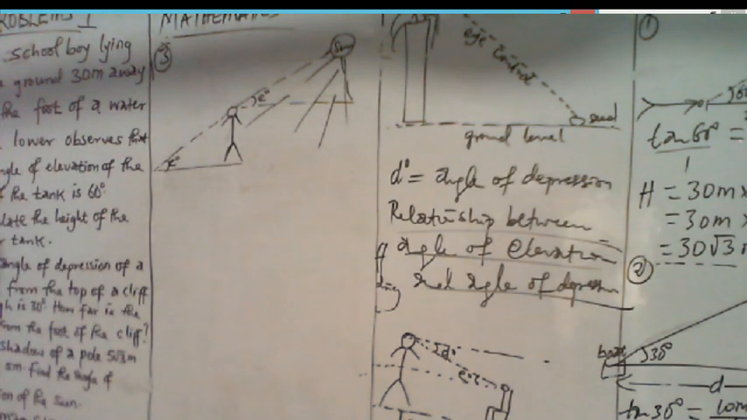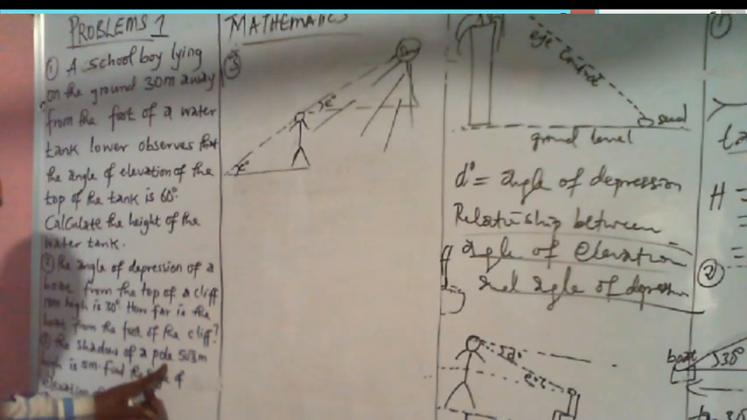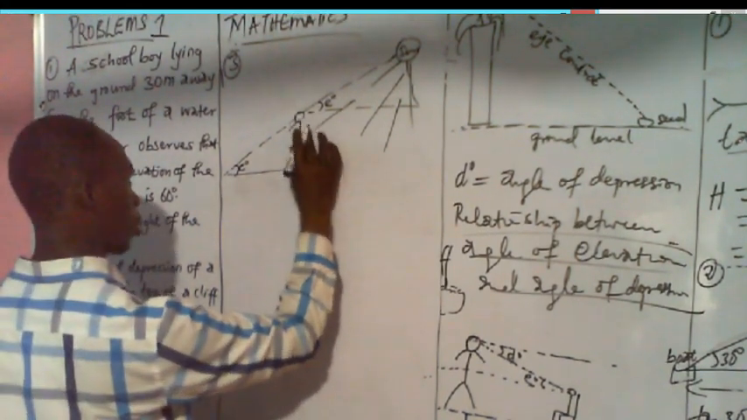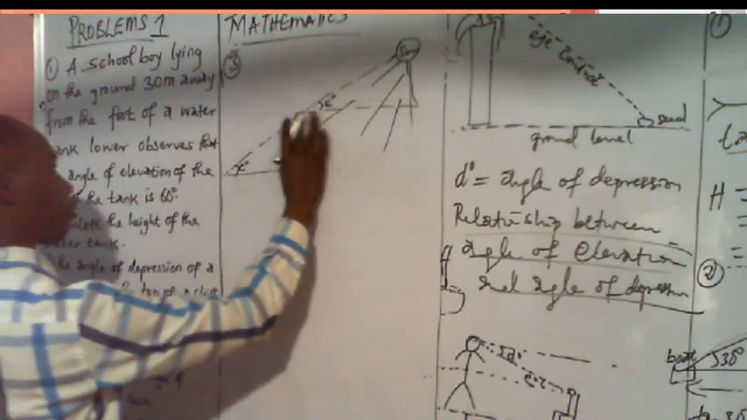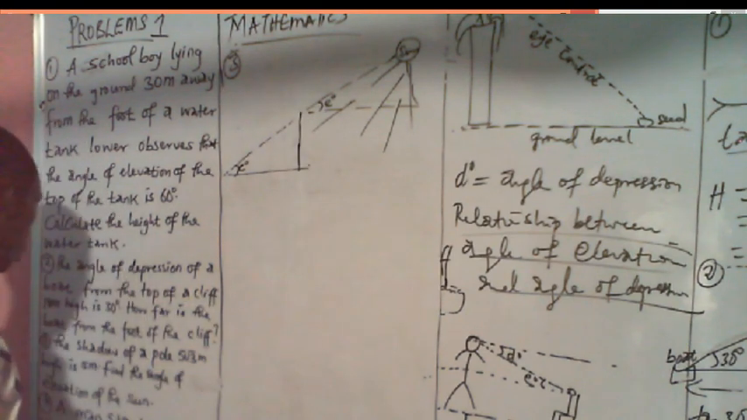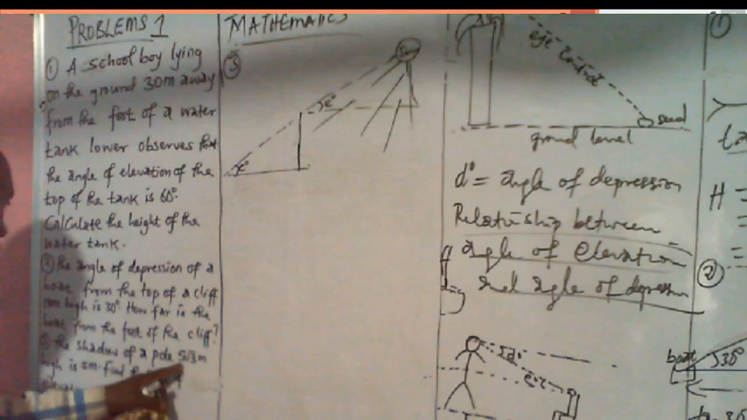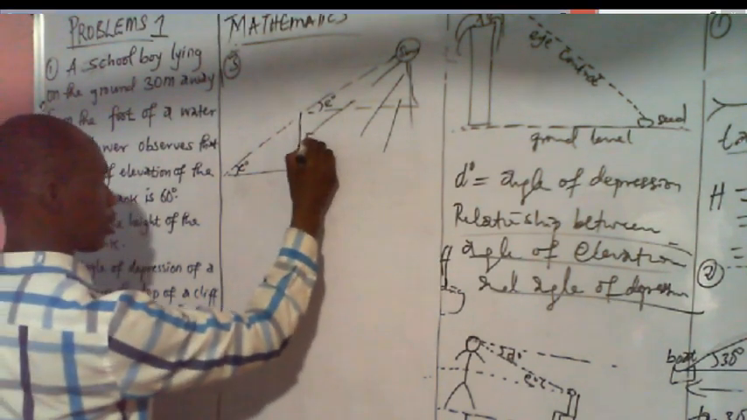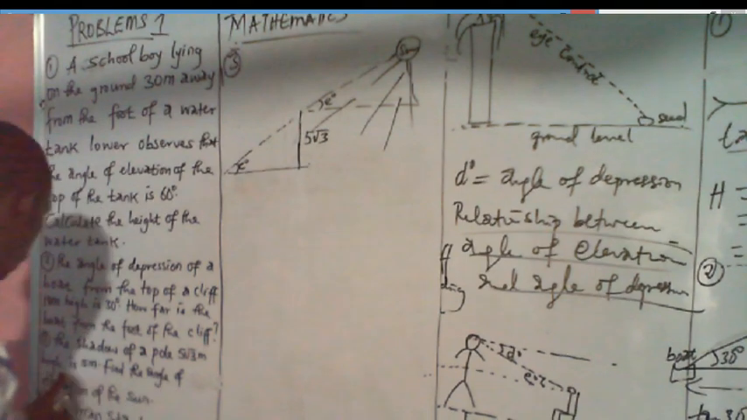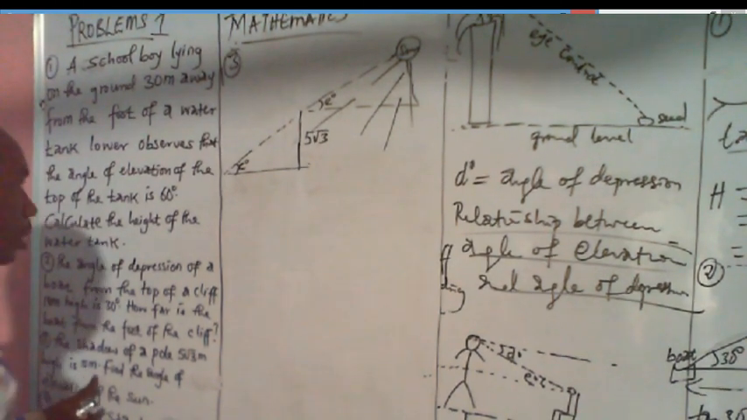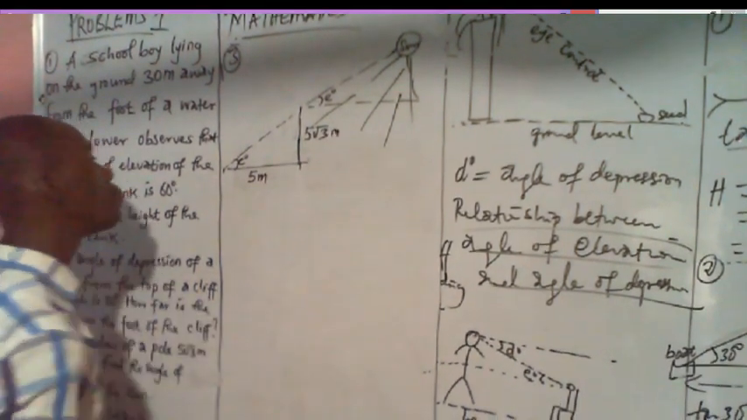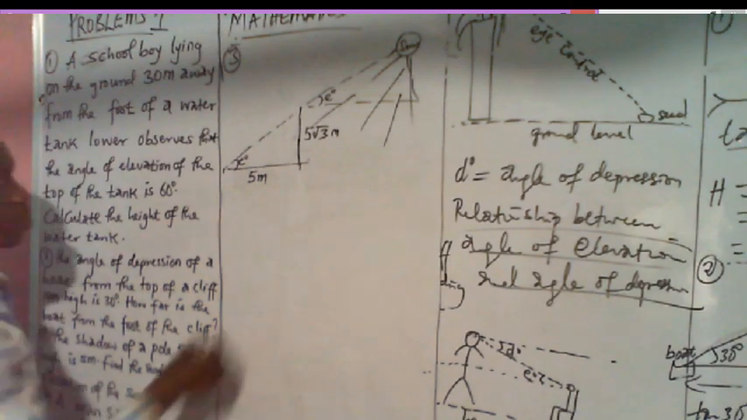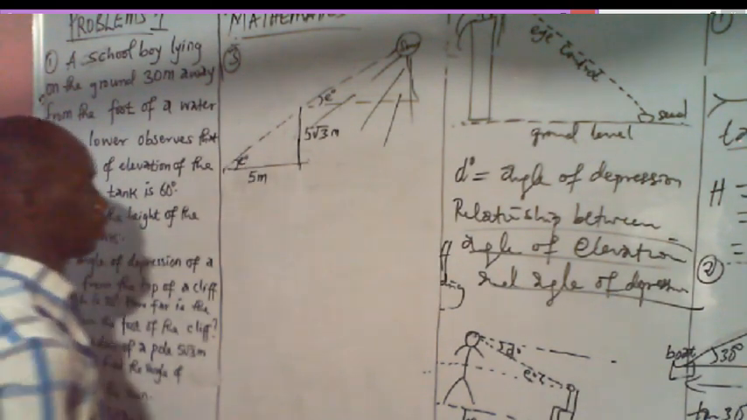Now, the shadow of a pole. Okay, sorry, this is a pole. The shadow of a pole 5 root 3 meter high. The height is 5 root 3 meter. Its shadow is 5 meter. From here to here is 5 meter. We are now to find the angle of elevation of the sun, which is E degrees.